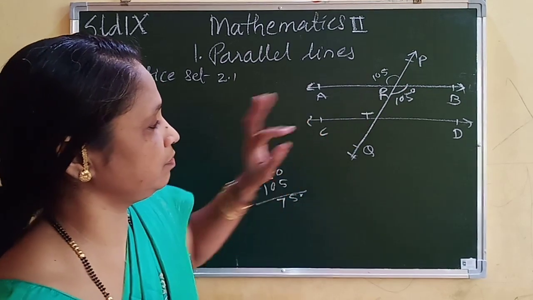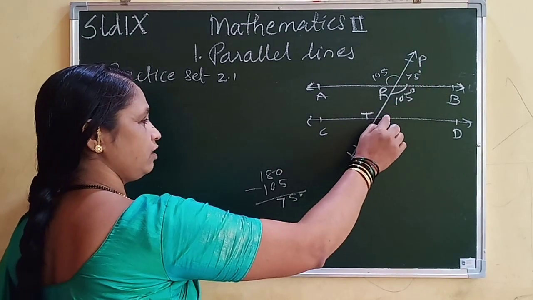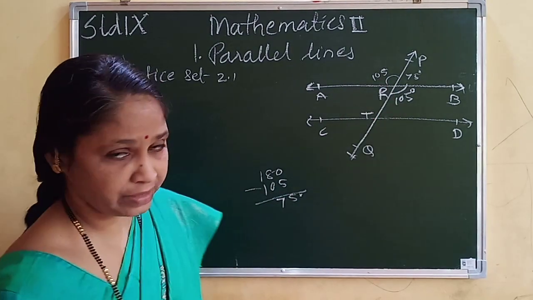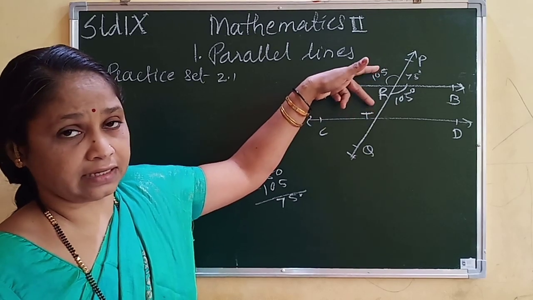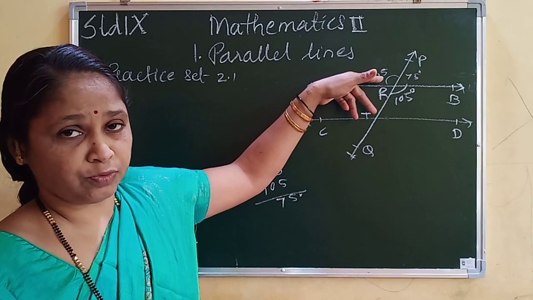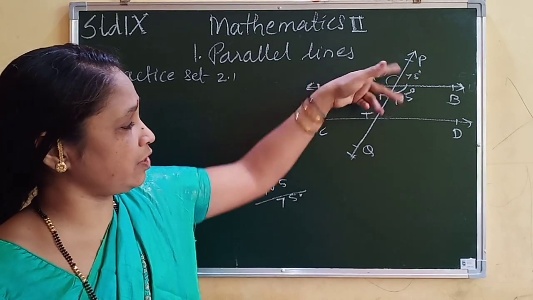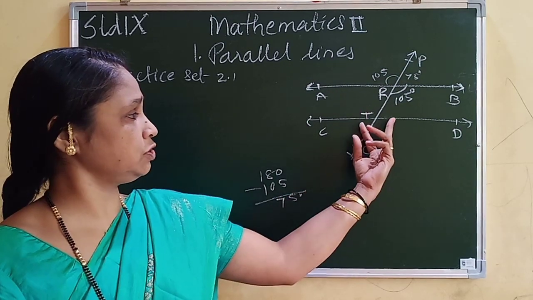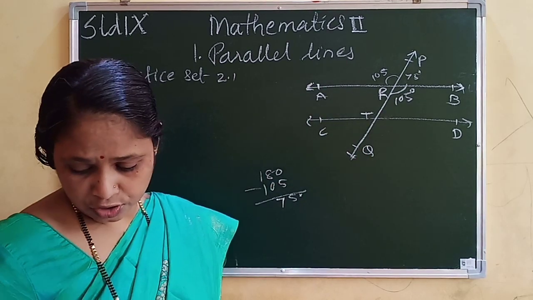So this angle measures 75 degrees. This is 75 degrees, so this angle will also be 75. And this is 105, so this will also be 105, as these are corresponding pairs of angles, and corresponding angles are congruent. The remaining ones are vertically opposite angles. In this way we have got all the remaining angles.